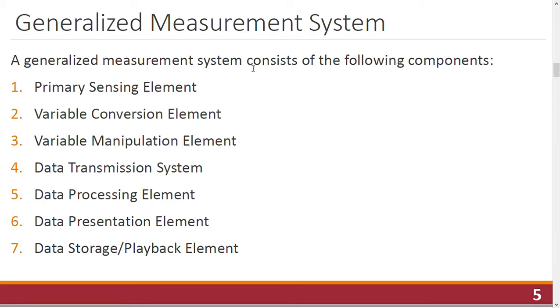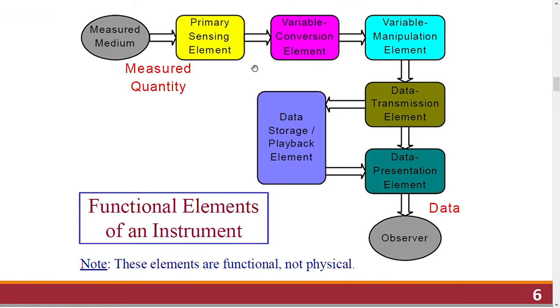Now, measurement system. From this slide onwards, we are moving to components of a measurement system. It says that a measurement system or an instrument consists of these 7 components. We can represent this as a flowchart like this. Here the measured medium will be the parameter to be measured, say fluid pressure, fluid temperature, etc.